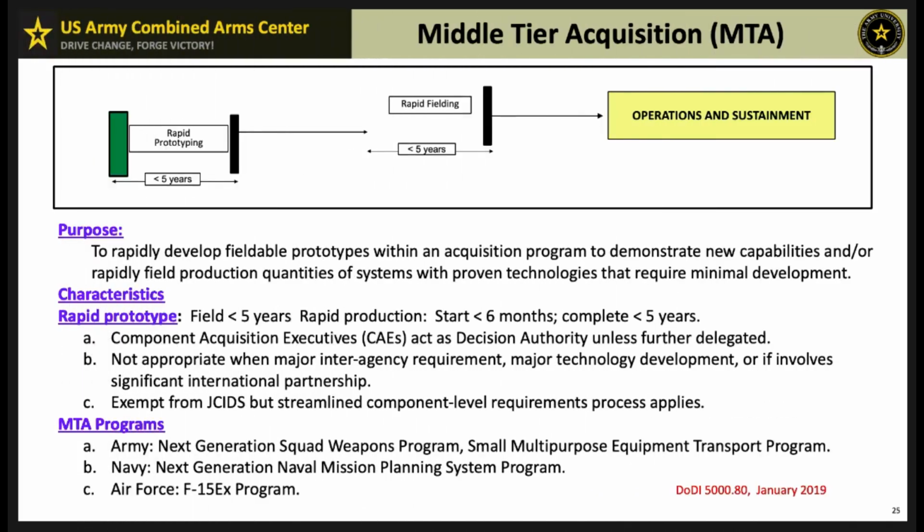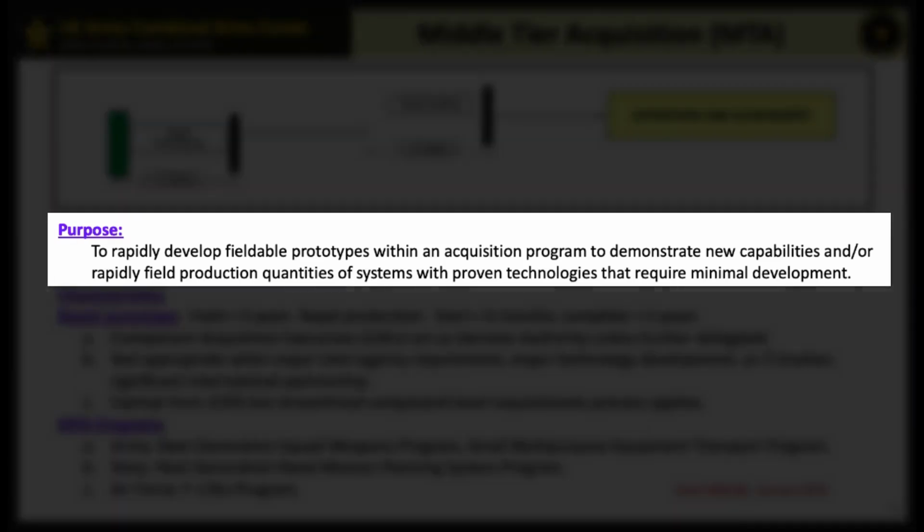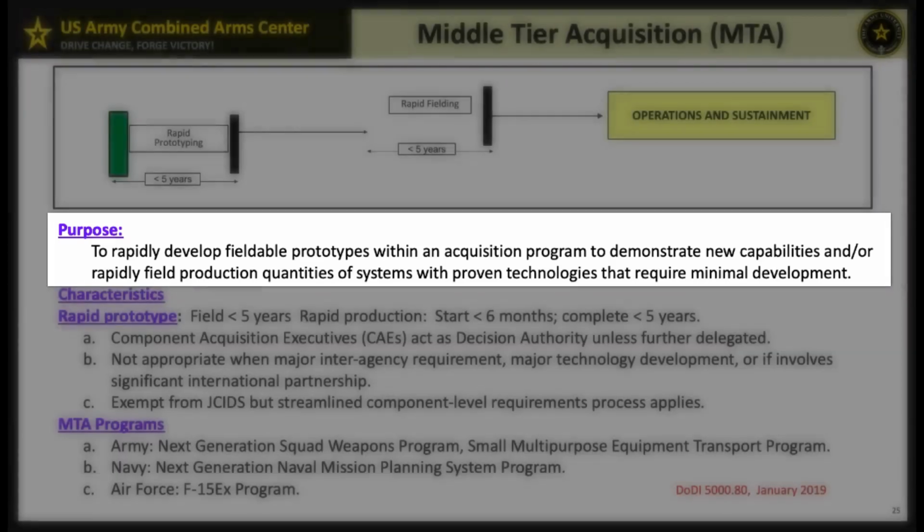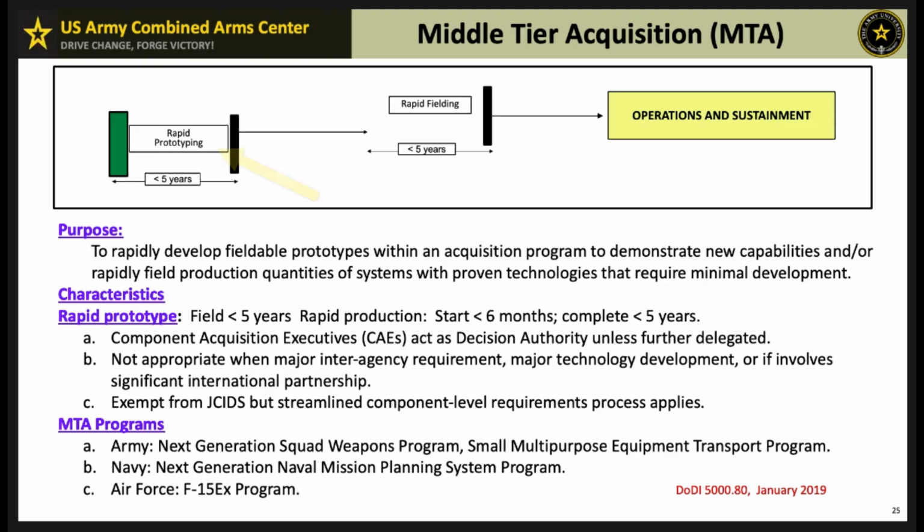The aim of the middle-tier acquisition pathway is to rapidly field systems with proven technologies, ensuring efficiency and speed. The MTA pathway includes rapid prototyping and rapid fielding, followed by operations and sustainment. Rapid prototyping develops fieldable prototypes within 5 years, with decisions made in 6 months. This phase quickly demonstrates new capabilities. Rapid fielding starts once funds are authorized and is completed within 5 years, delivering production quantities swiftly.